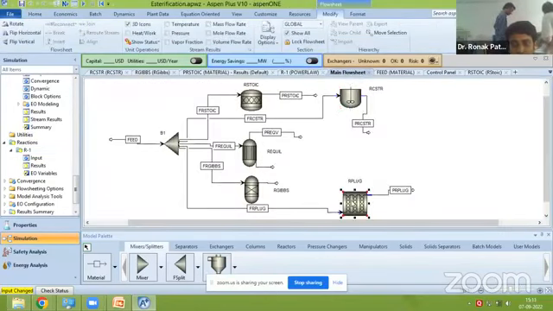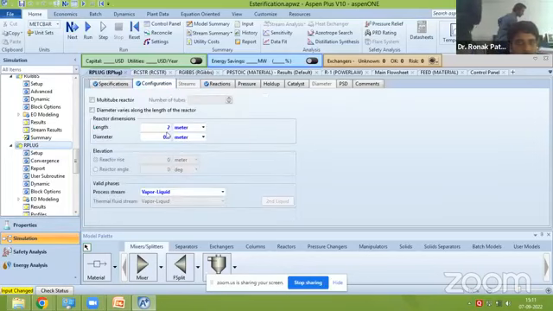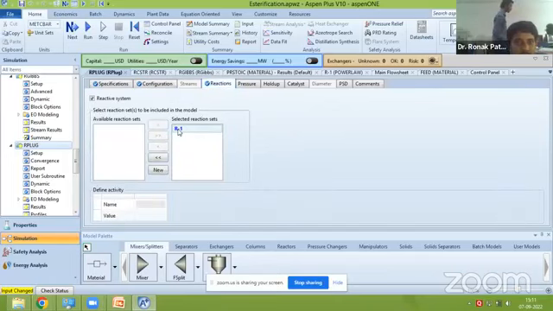And for the RPlug reactor, the condition is specified at a reactor temperature of 70 degrees centigrade, that is, we want to maintain 70 degrees centigrade throughout. Then in the configuration, length is 2 meter and diameter is 0.3 meter, given in the problem statement, which will ultimately give us the volume of 0.14 meter cube. And the reaction again is the one in the block R1 that I have taken. Then next you need to run this entire flowsheet.